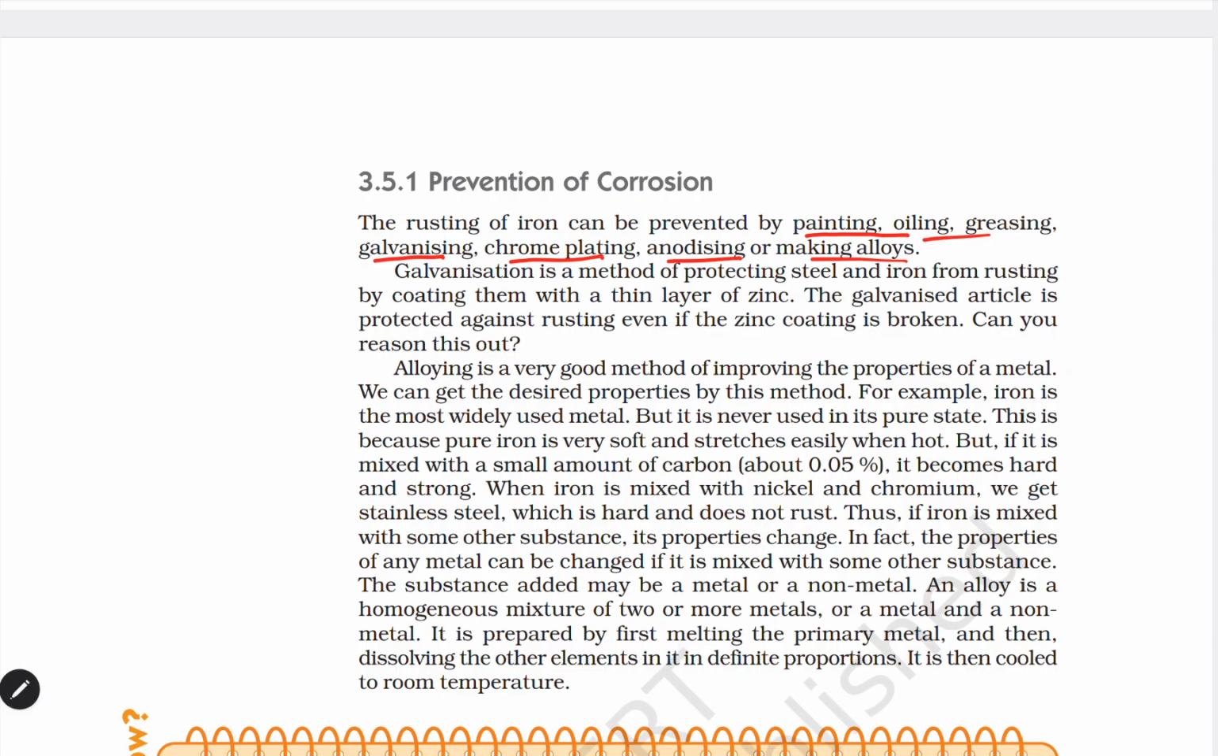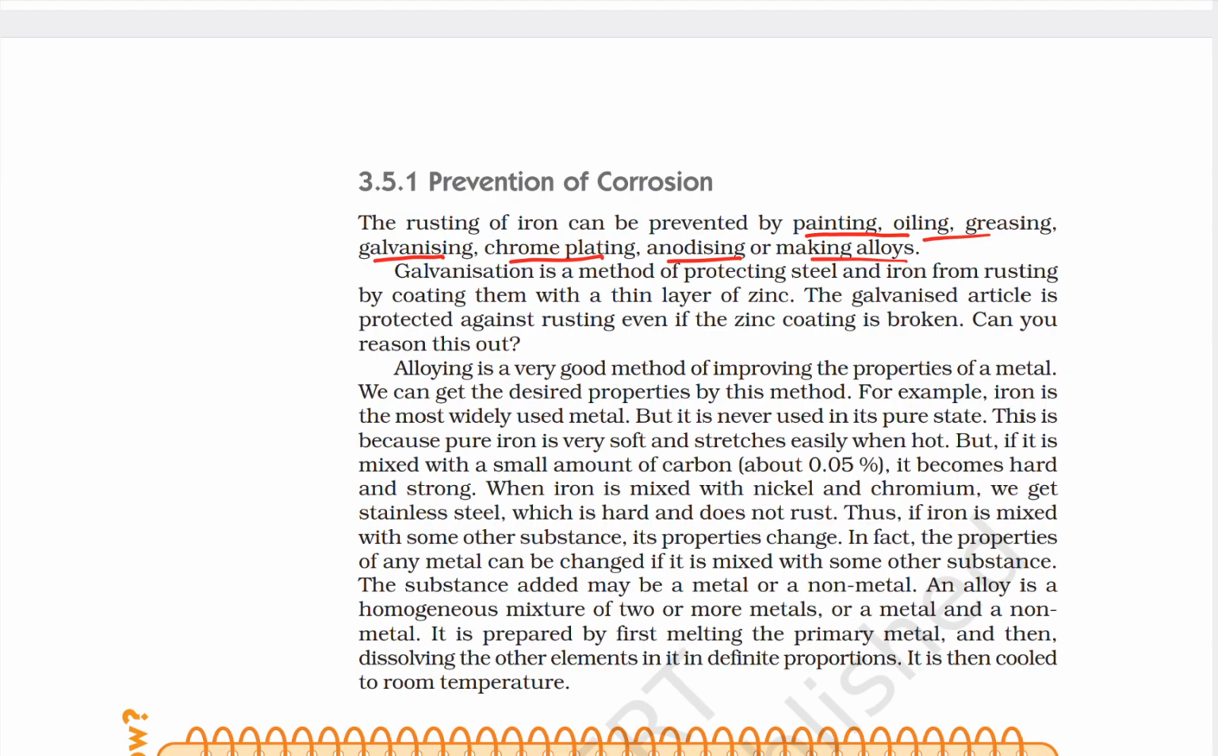So what is painting? A layer of paint prevents air and moisture from coming in contact with the metal surface. Generally we do this painting for iron gates, bridges, railings. So definitely if you put paint on it, you can stop the rusting process. Next one, oiling or greasing. Grease or oil creates a protective layer, especially useful for machine parts, right?